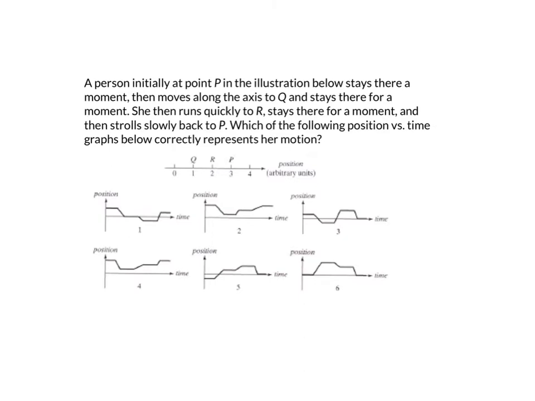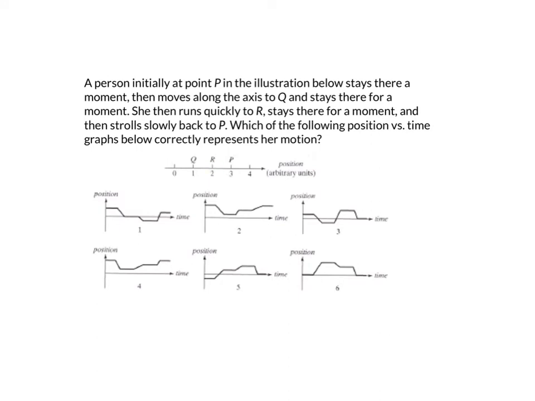The story is there's a person, that's our object. They're initially located at point P. Point P, we see here, has a position of +3 in some arbitrary units. The person is initially at P, then they move along this horizontal axis to point Q, which is located 1 unit to the right of the origin, and she stays at Q for a moment, and then she runs quickly to R.